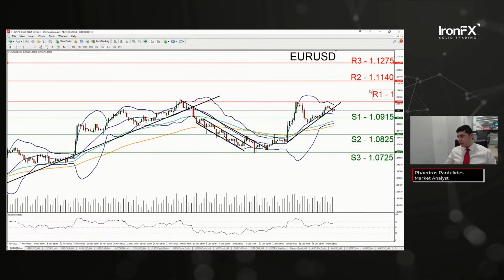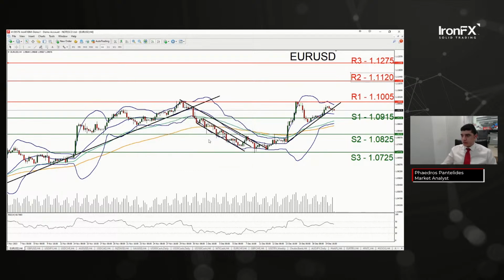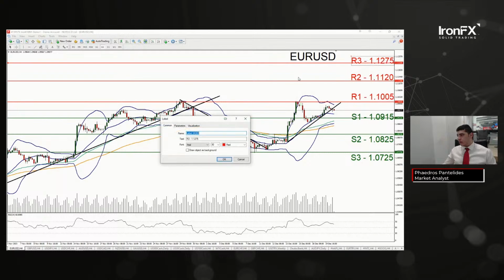Let's just make this slightly bigger. We need to fix our resistance labels as well. 1.1120. Then for R3, we have 1.1220.